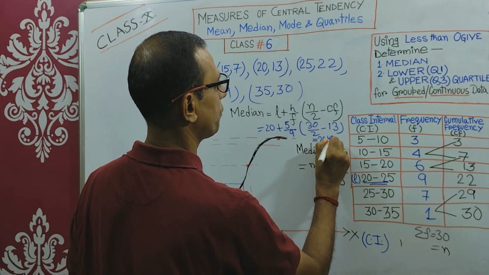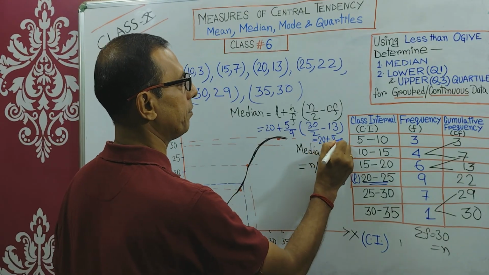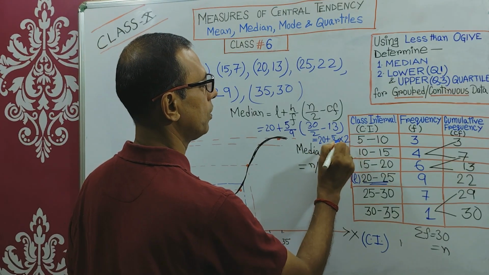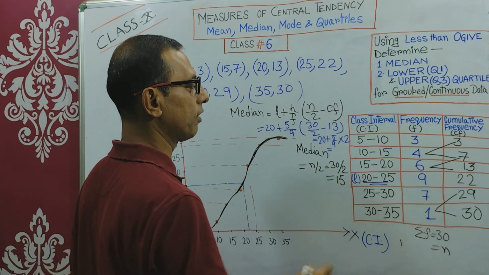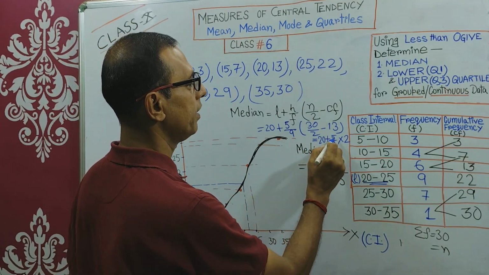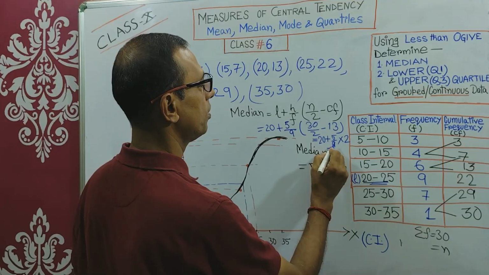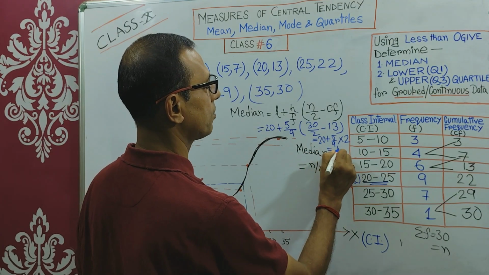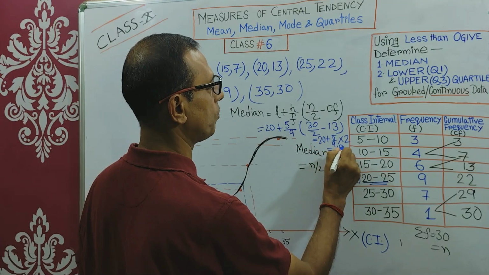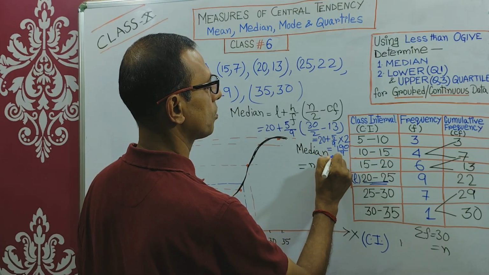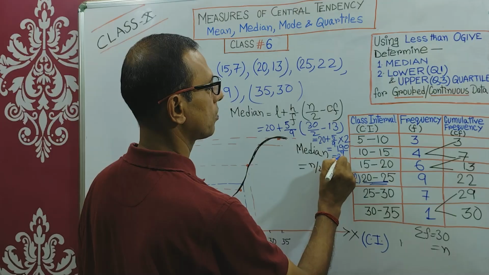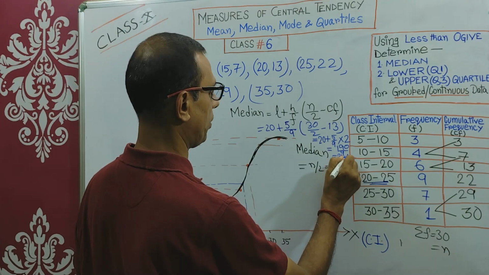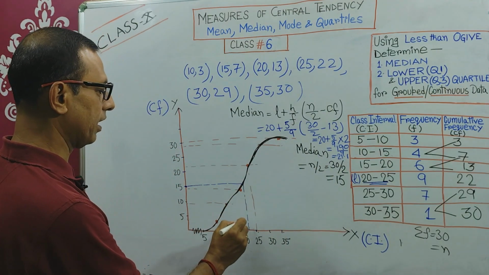20 plus 5 by 9 into 30 by 2, that is 15, 15 minus 13, it is 2. So if you calculate this, the value will be 10 by 9. So 180 plus 10, 190. 190 by 9. So 21.1. So actually the median will be here.